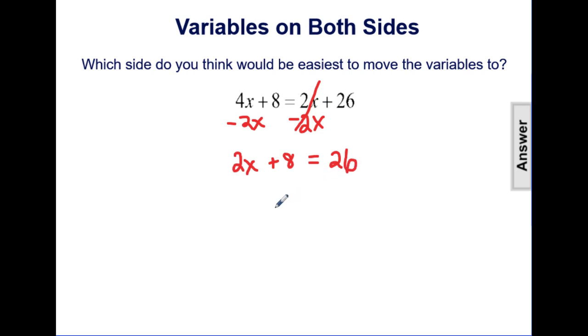We now have only the variable in one spot, so we can continue our normal multi-step equation. We'll subtract 8 from both sides to undo the adding 8. That will leave us with 26 minus 8, or 18. Divide both sides by 2, which undoes the multiplying by 2, to give us our answer, x equals 9.